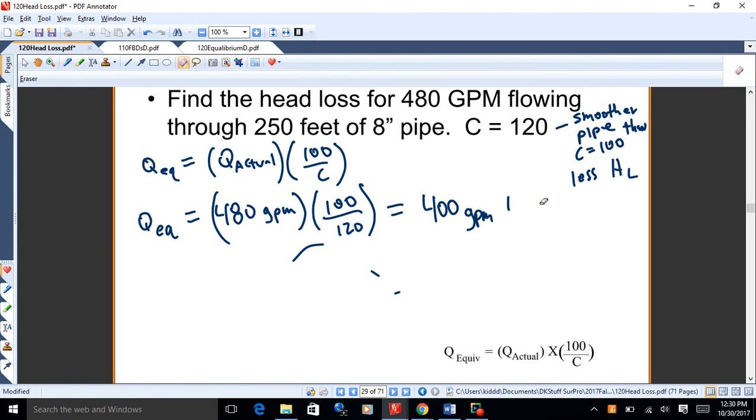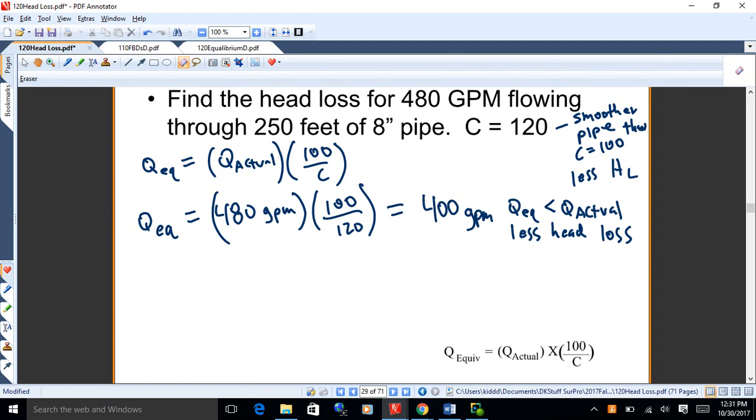So Q equivalent is lower than Q actual. So there's less head loss in this case also. So this is how you handle it when you've got a smoother or rougher pipe than C100. You convert the flow. So what's actually coming out of the pipe is your Q actual, right? That's actually what's coming out of the pipe.